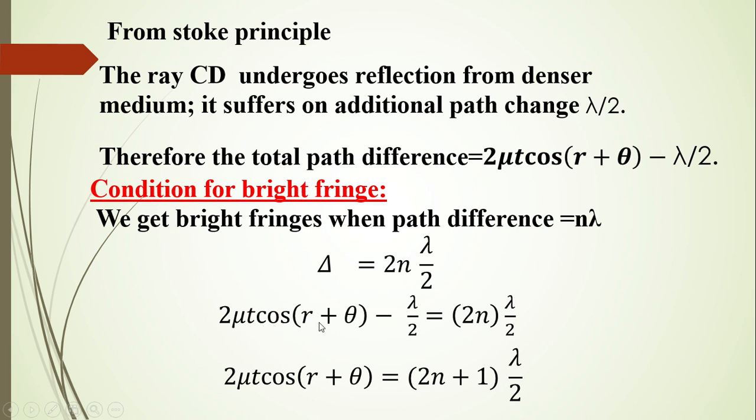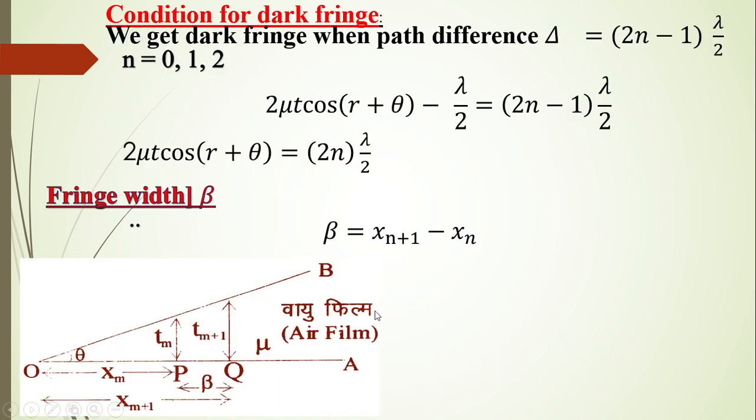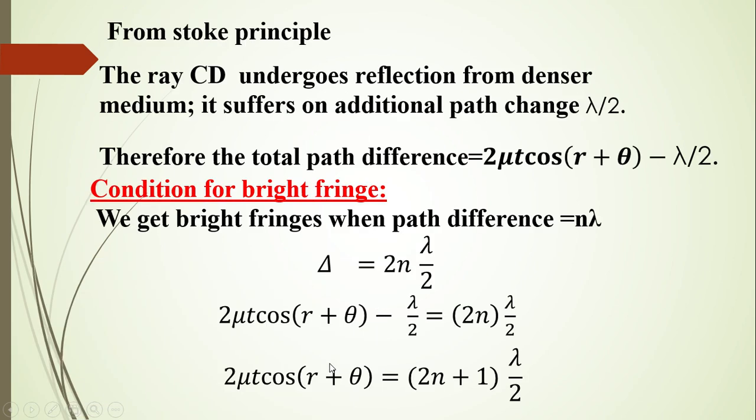So twice mu t cos r plus theta minus lambda by 2 is equal to 2n lambda by 2. So twice mu t cos r plus theta is equal to (2n plus 1) lambda by 2. After solving, we get the condition for bright fringes: twice mu t cos r plus theta is equal to (2n plus 1) lambda by 2.